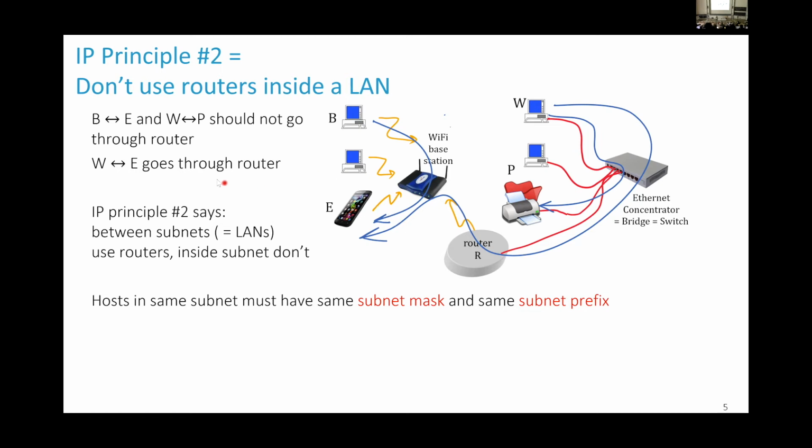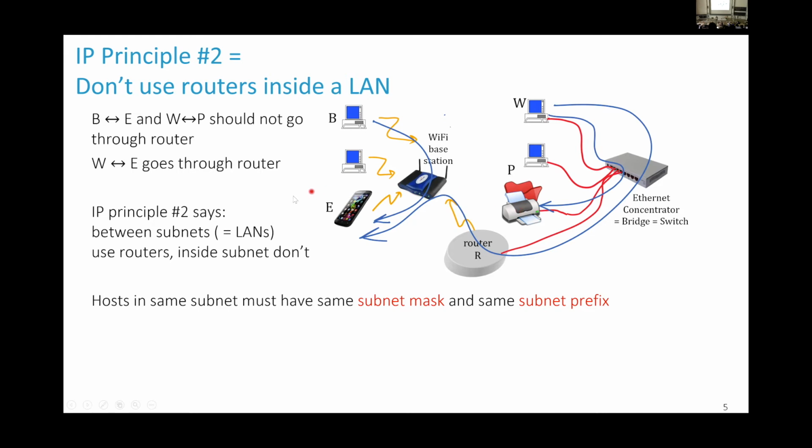At least as long as IP principle number 2 does not apply. IP principle number 2 says, inside a LAN, don't use routers. Which means that if W has a packet to send to P, so you send to the printer, and if the printer is in the same LAN, it should not go via the router. That's common sense, right? You don't want to send via the router, because the only thing that the router would do would be to send it back over the same Ethernet switch to the printer. So why bother the router with that if you can send it directly?